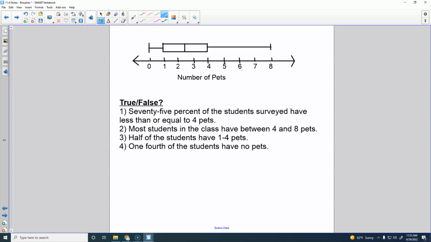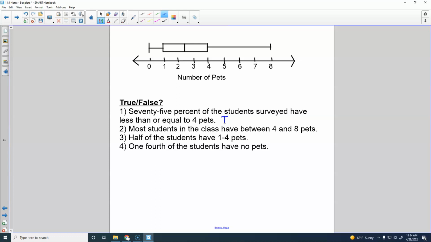All right. Julian, what do you think for number 1? 75% of the students surveyed have less than or equal to 4 pets. There's nothing to write down. This is true or false. True or false? 75% of the students surveyed have less than or equal to 4 pets. Okay? It is true. How do we know it's true?